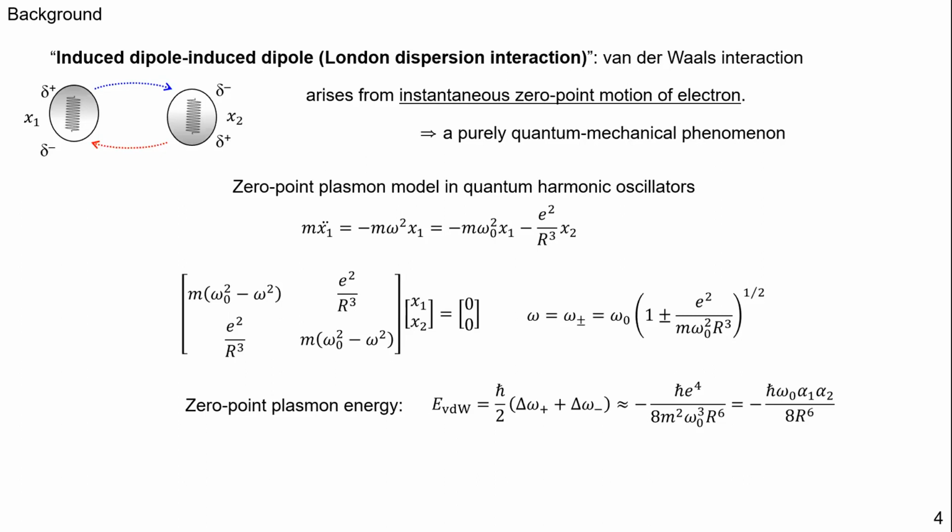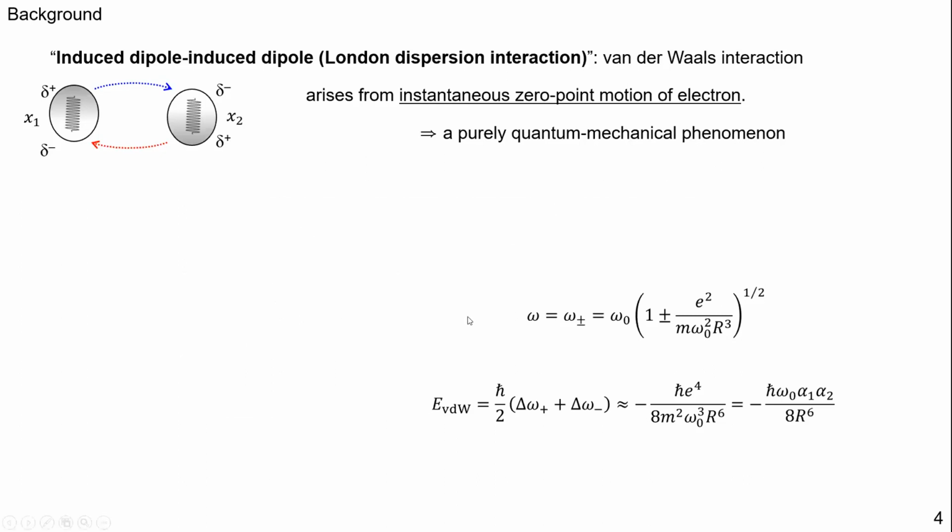So this Van der Waals interaction arises from instantaneous motion of electrons. Basically, these molecules do not have permanent dipoles, but the quantum fluctuation of electrons can give rise to some kind of induced dipole, so they can make molecules have some kind of induced dipole interaction. So it can be called a purely quantum mechanical phenomenon.